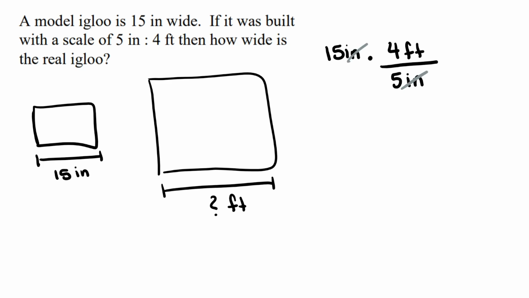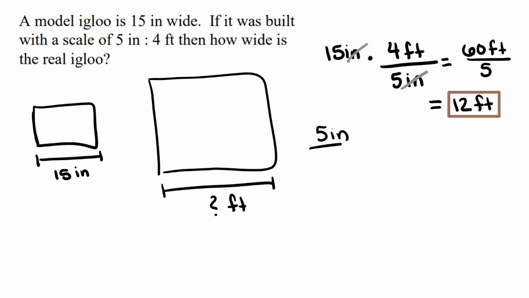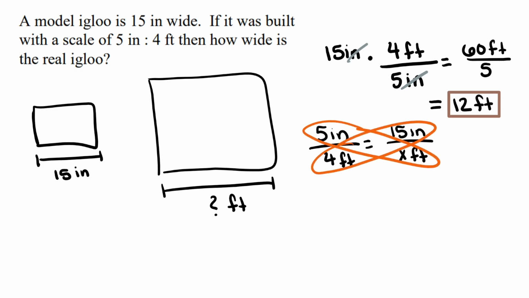Our inches cancel. 15 times 4 is 60 over 5. And 60 divided by 5 is 12 feet. So our igloo is 12 feet wide. Let's do the same thing and set up our proportion. 5 inches for every 4 feet is equal to 15 inches for every x feet. When we cross multiply, we get 5x equals 4 times 15 is 60. Divide both sides by 5. And x is equal to 12 feet.